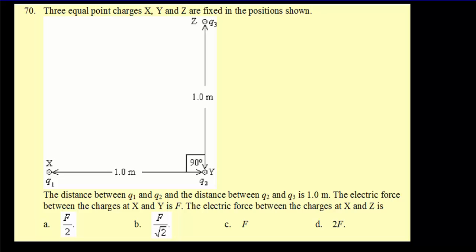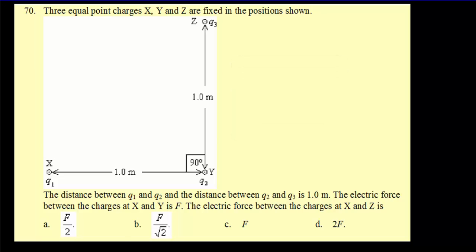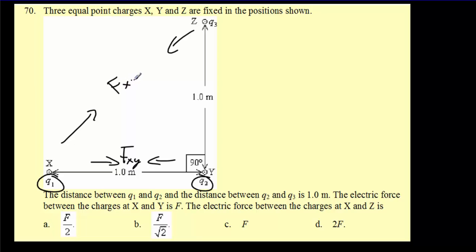Okay, let's try an IB example that uses Coulomb's law. So what I'd like you to do is to read over the question carefully, try it out for yourself, and then come back for the answer. So what we're doing is we're comparing this force here between Q2 and Q1, which I'm going to call Fxy, to this force here. I'm going to assume the forces are attractive. It really doesn't matter. To this force here, which I'll call Fxz.